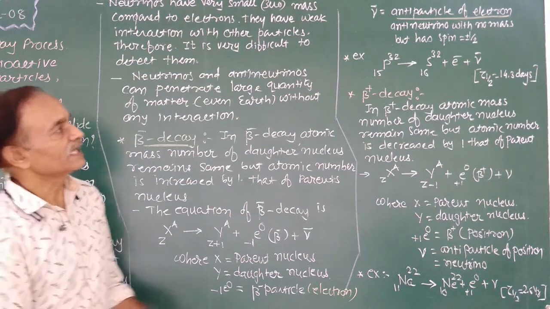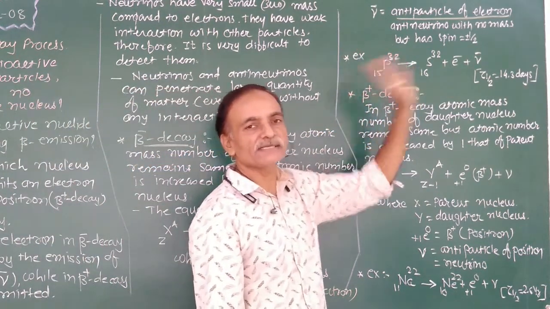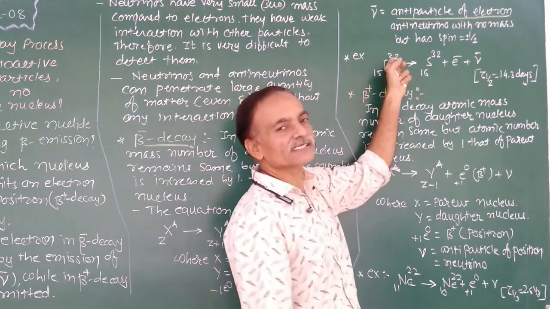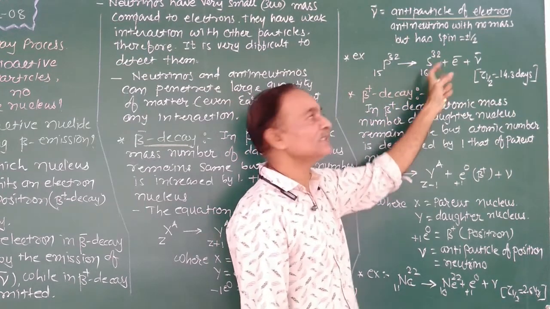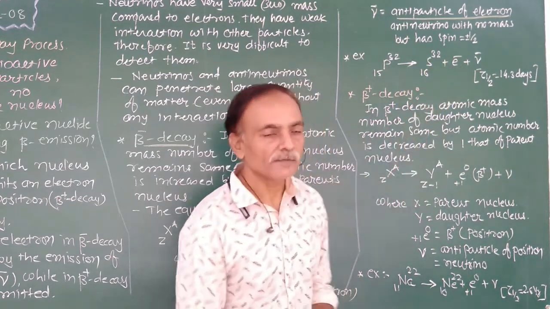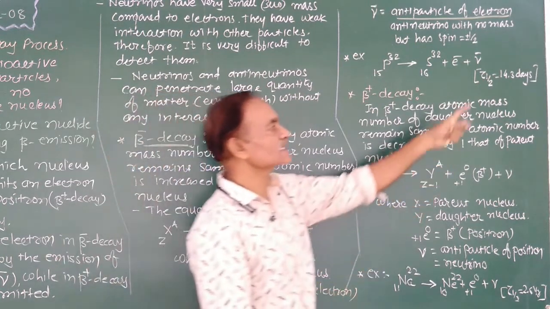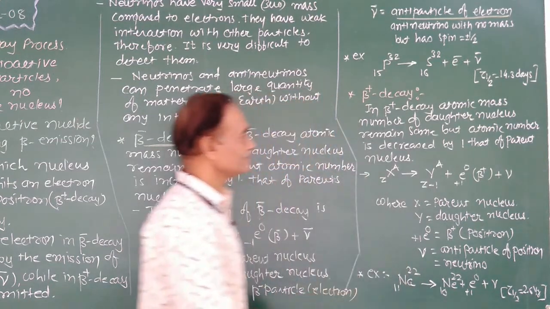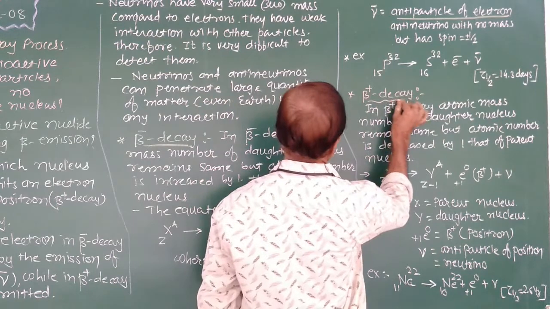Clear? The general equation of beta minus decay, that means the emission of an electron during the beta decay process, is phosphorus-32 converting into sulfur-32 plus an electron plus an anti-neutrino. The half-life of this process is 14.3 days. Now, the next is beta plus decay.